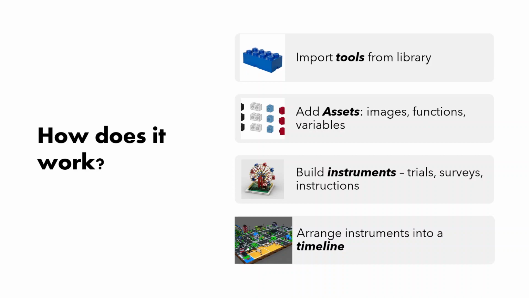Lastly, you arrange the instruments into what's called a timeline. And the timeline is an essential part of how jsPsych works. The timeline basically takes these built instruments, these standalone pieces, and sets them up in an array. So they go from the Ferris wheel to a house to the beach to the fire station, or in this case, from the welcome page to the instructions to the first trial to the second trial to the third trial, and then to the debrief page, the end of the study. And that's how jsPsych works. Tools and assets are used to build instruments, and these instruments are arranged in a timeline.